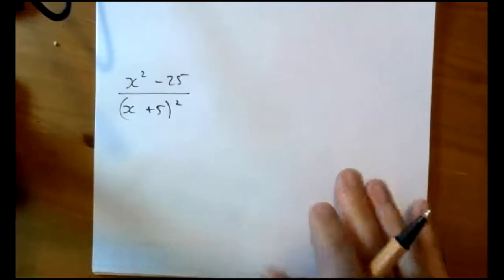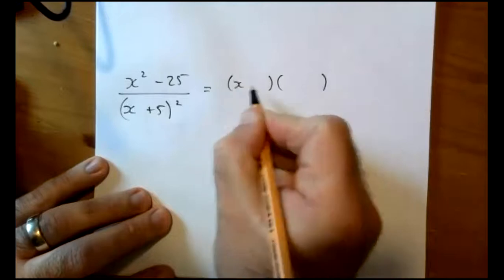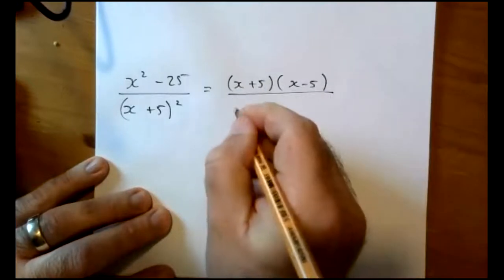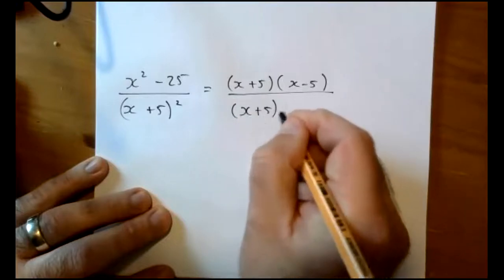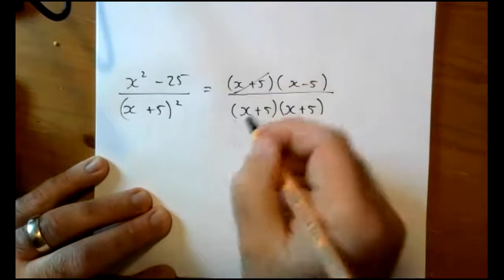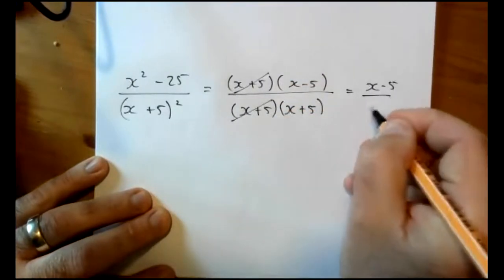And finally, we need to recognise this is going to be x plus 5, x minus 5. And we can write the squared bracket as a double bracket. The 2x plus 5s will cancel to give me x minus 5 over x plus 5.